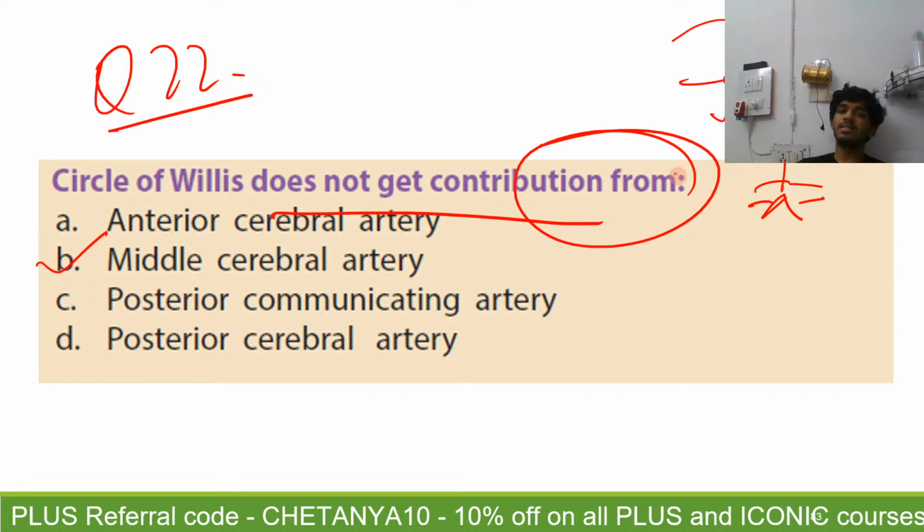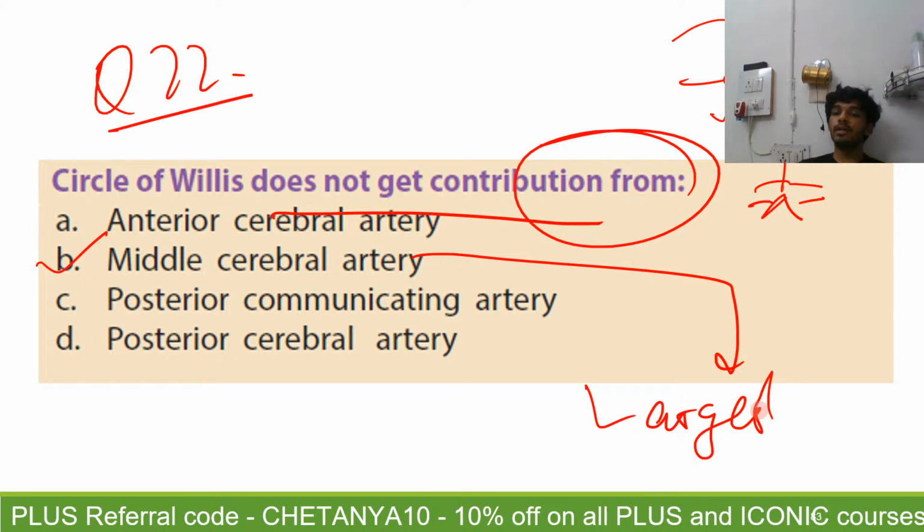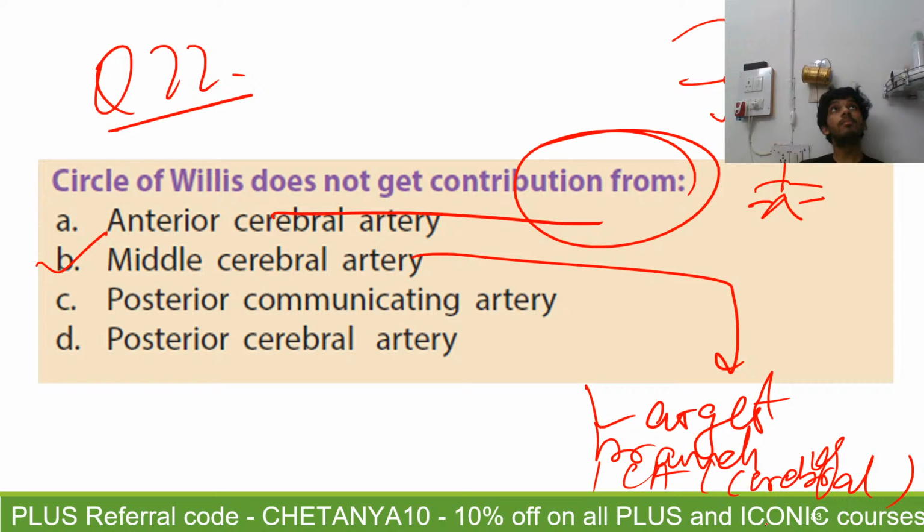Middle cerebral artery, right? Even though it is the largest branch of the internal carotid artery in the cerebral portion, the largest branch of ICA in the cerebral region, still it does not give a branch to the circle of Willis. All right.